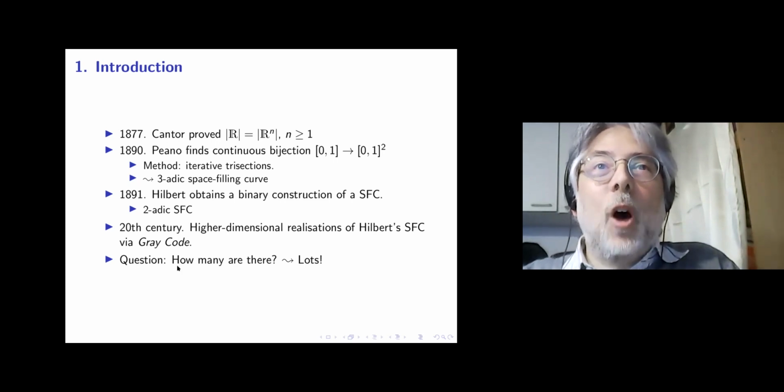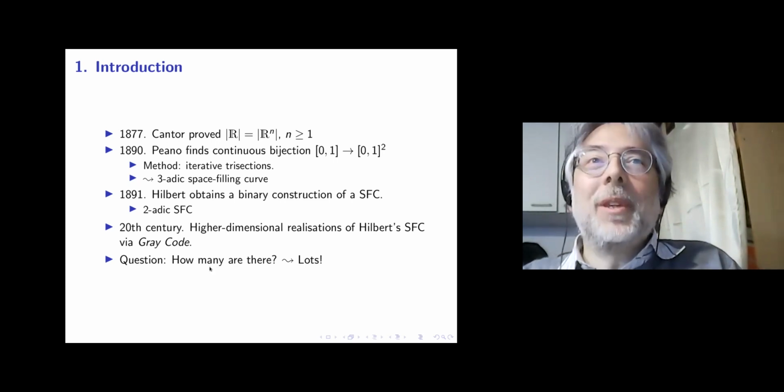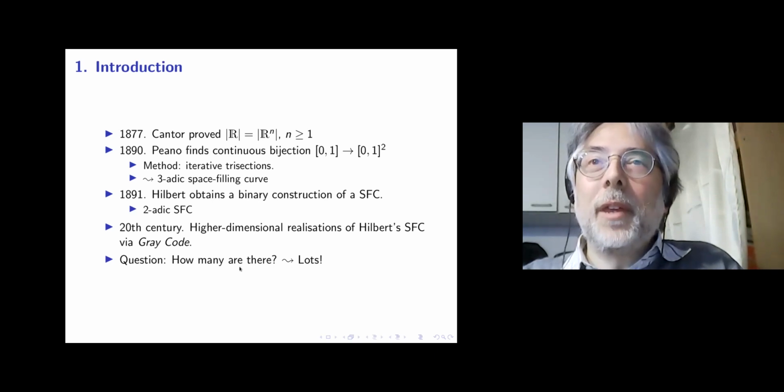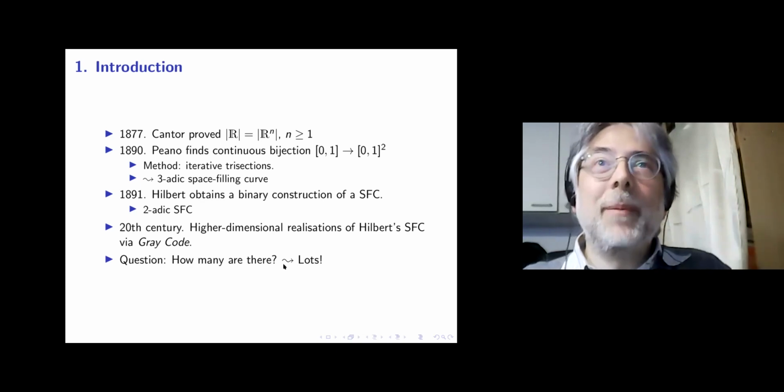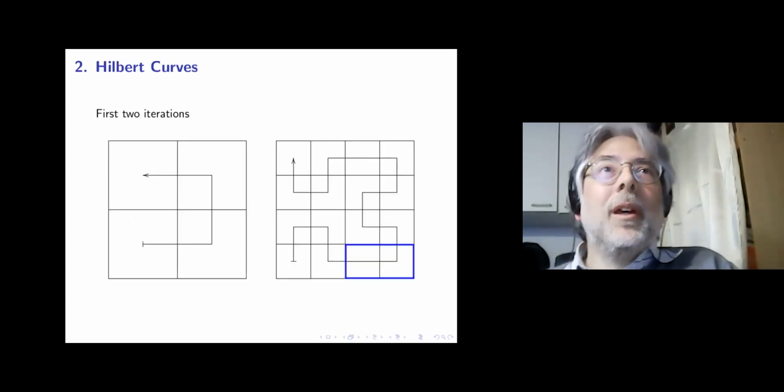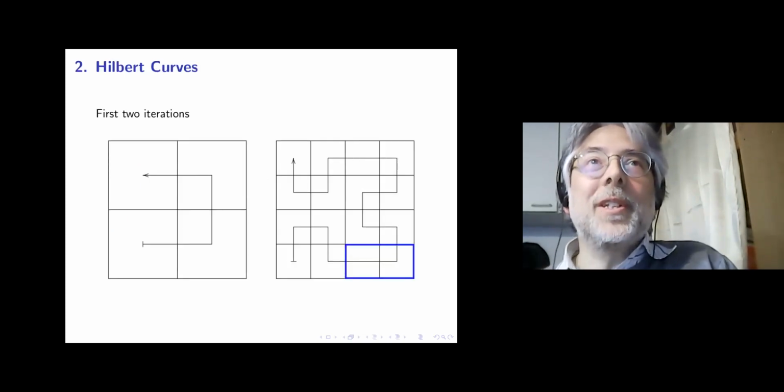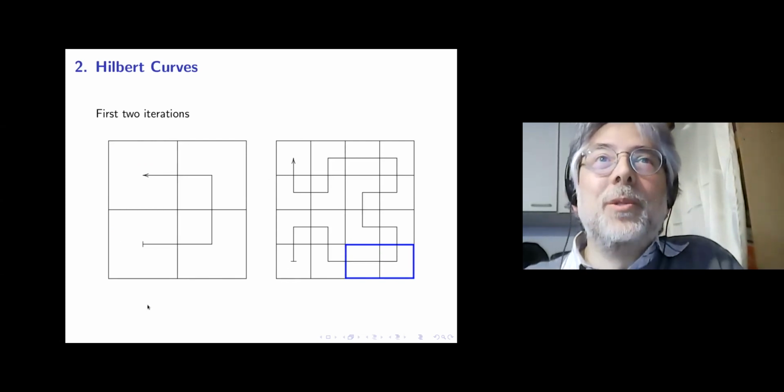And then you can ask, how many are there? Well, I will not really count them, and there are some open questions, I think. And anyway, there are lots, depending on the dimension. It increases with the dimension. So the idea of the Hilbert curve first, I'll explain this in the first two iterations.